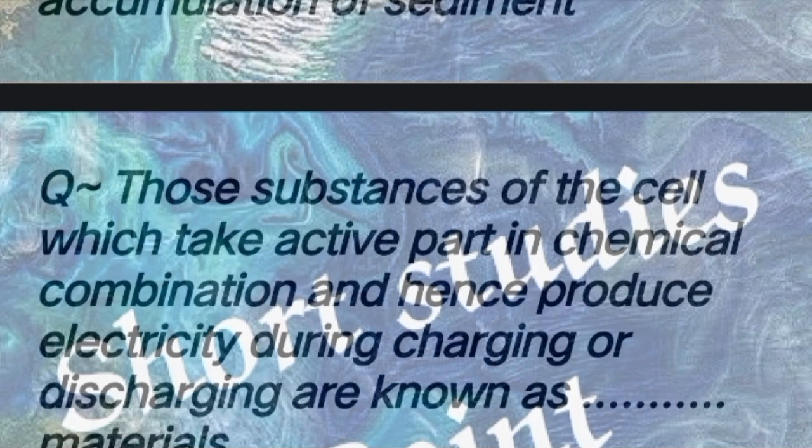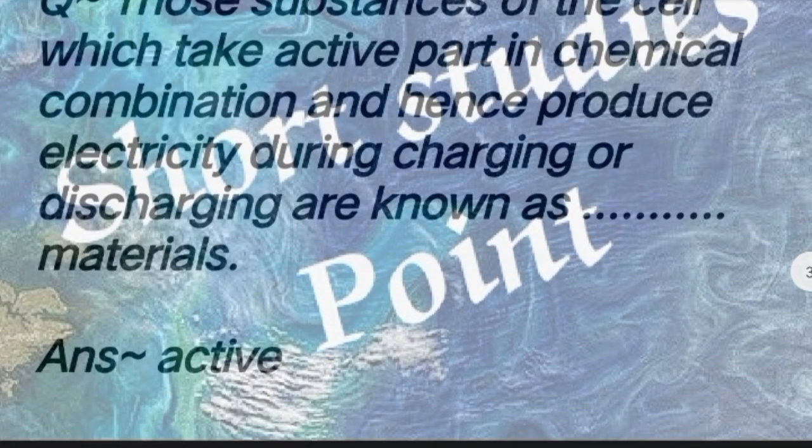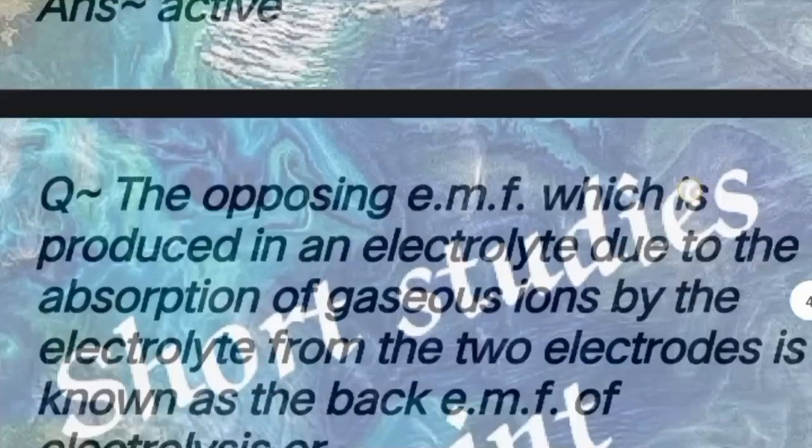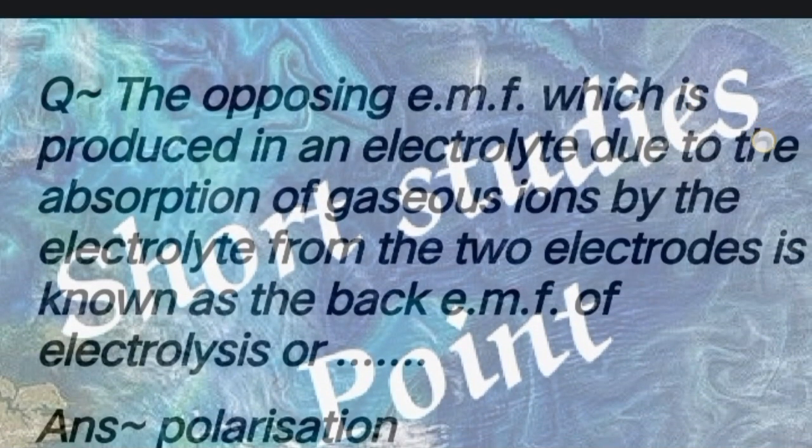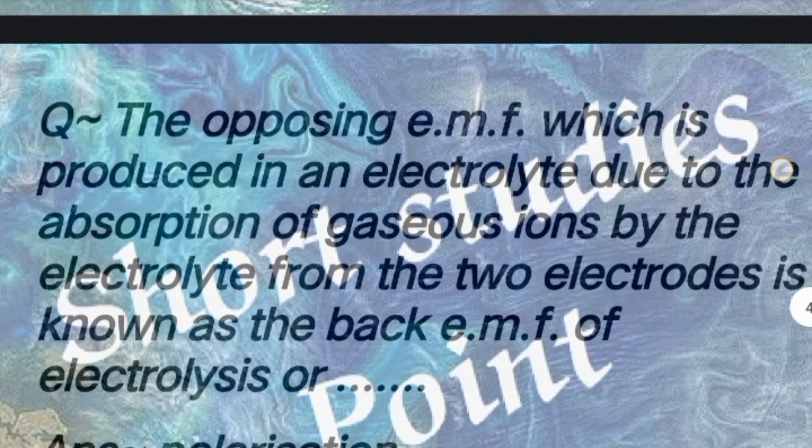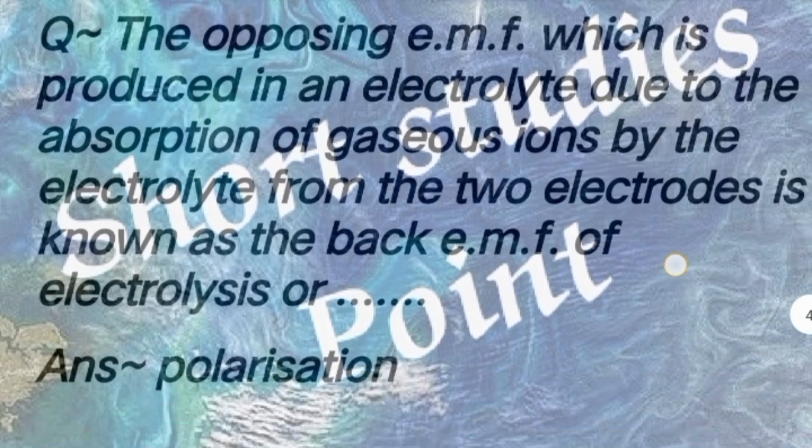Next question: those substances of the cell which take active part in chemical combination and hence produce electricity during charging or discharging are known as dash materials, answer active materials. Next question: the opposing EMF which is produced in an electrolyte due to the absorption of gas ions by the electrolyte from the two electrodes is known as the back EMF of electrolysis or, answer polarization.